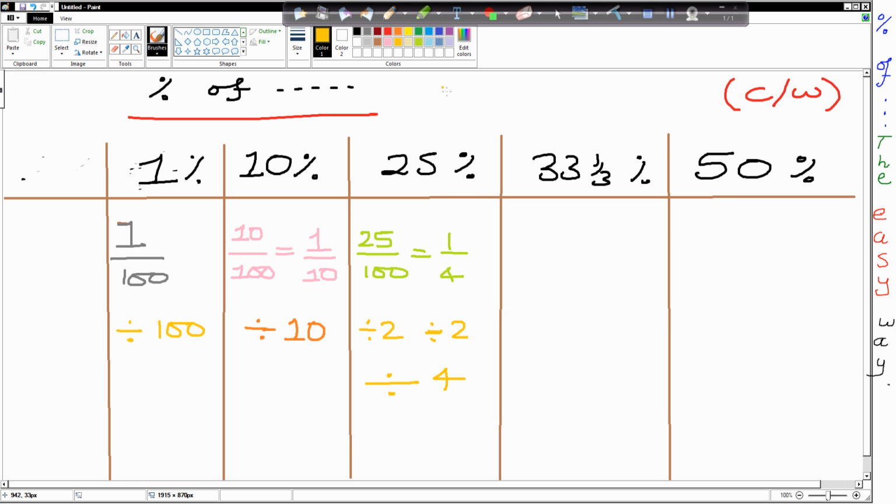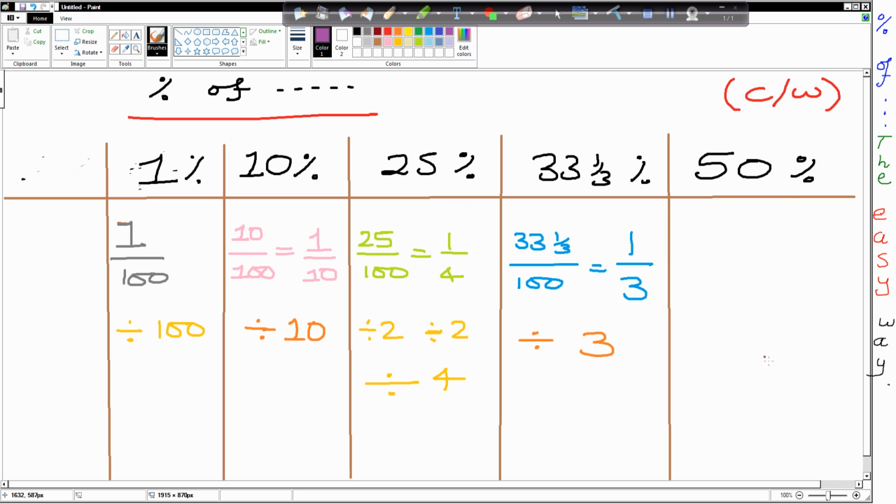Okay, 33 and 1/3%. Okay, let's have Fatima. Fatima, what does 33 and 1/3% mean? It means 33 and 1/3 out of 100, which simplifies down to 1/3. Excellent answer there. Well done. Okay, how do we work out 1/3, Fatima? Divide by 3. Yes, excellent answer there. Fantastic answers there, mashallah.